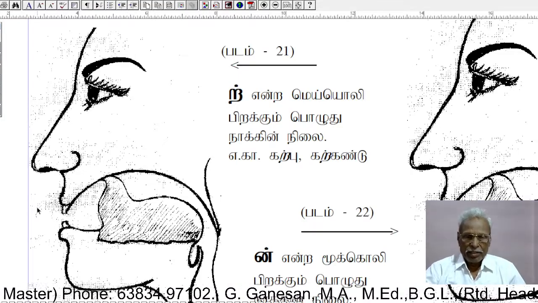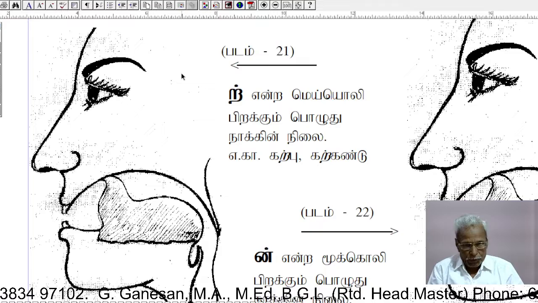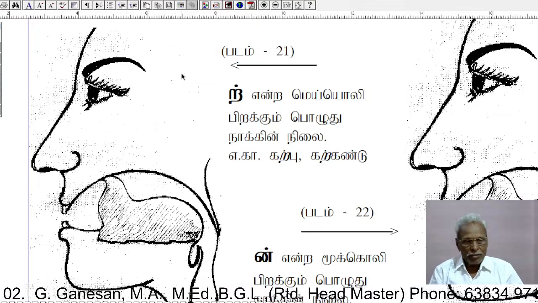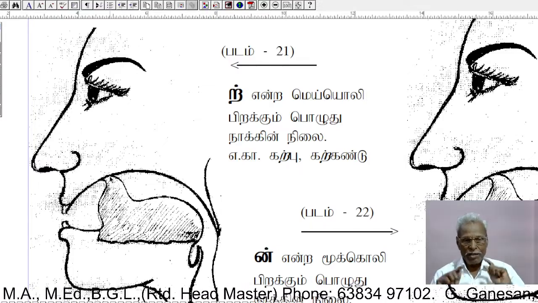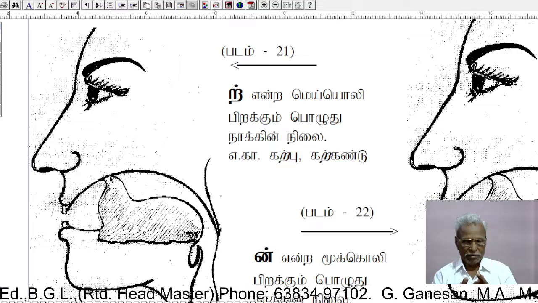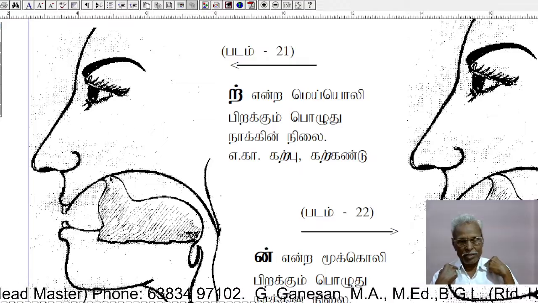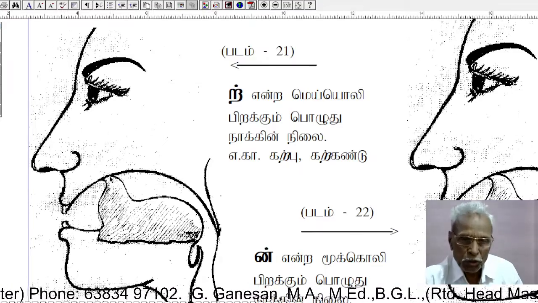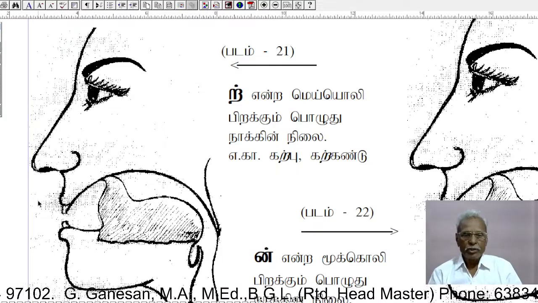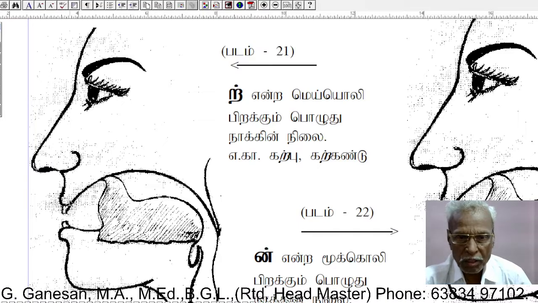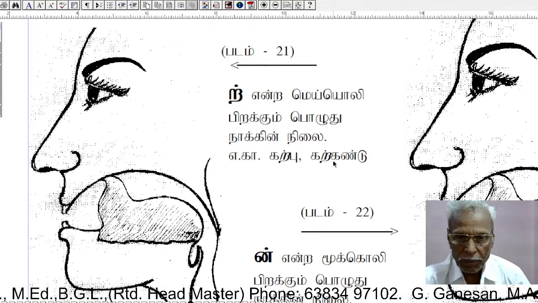Again, the phoneme ir is produced by raising the tip of the tongue towards the middle of the roof and sending out the air that the vocal cords push out through the sides of the tongue and the mouth. This phoneme is not available in English. Example, karpu, karkandu.